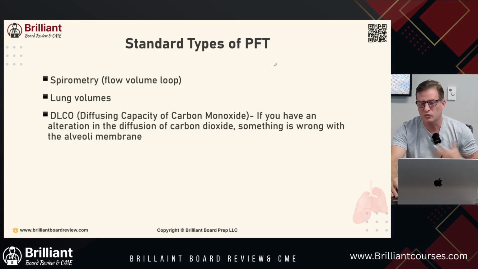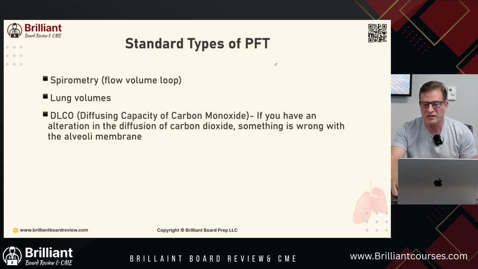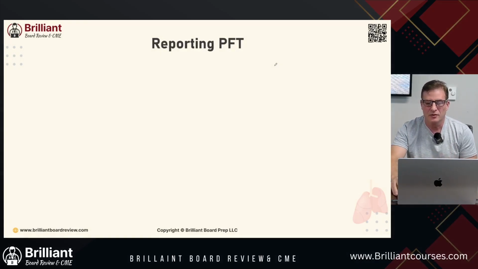Remember, we're determining what's going on with the lungs. We're doing an echo or an autopsy of the lungs while the patient is still alive, and we're not cutting the lungs out so we can find out what disease they have inside. So how to report a PFT?